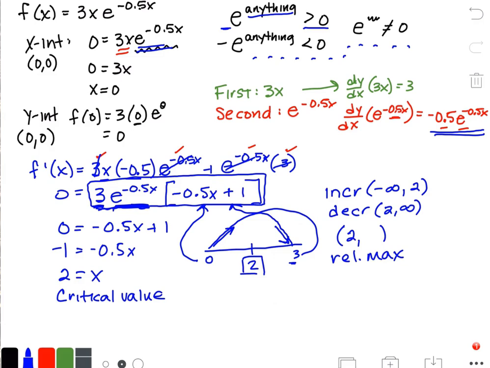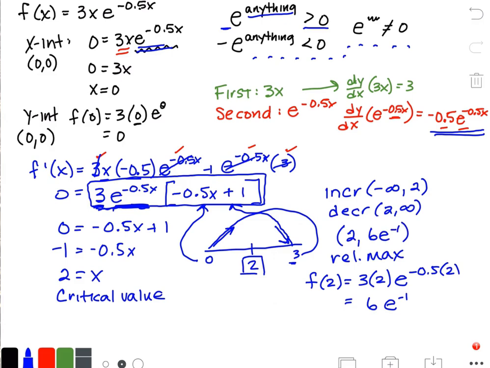So to find the y value, I would need to plug that back into the original function. So f of 2 would be 3 times 2, and then e to the negative 0.5 times 2. So that's going to give me a 6 out front, and negative half of 2 would be e to the negative 1. So I'm just going to list my y value here as 6e to the negative 1.